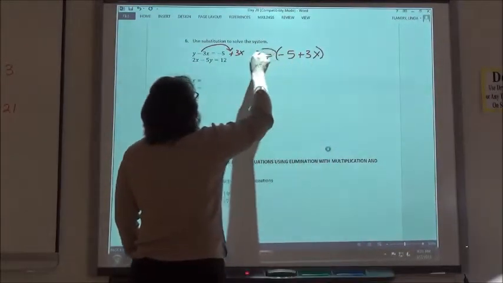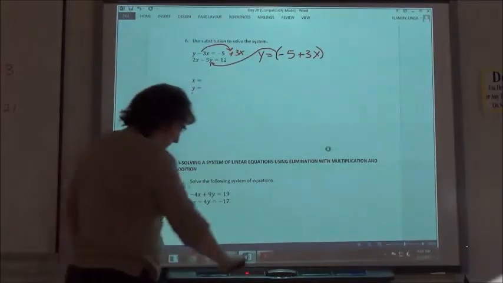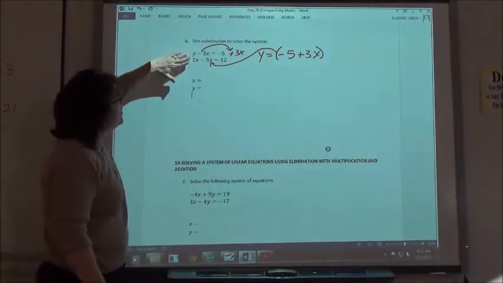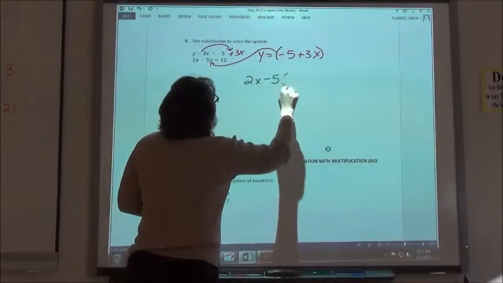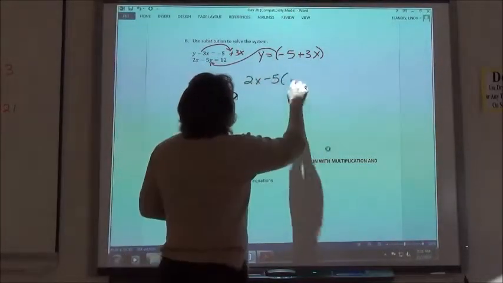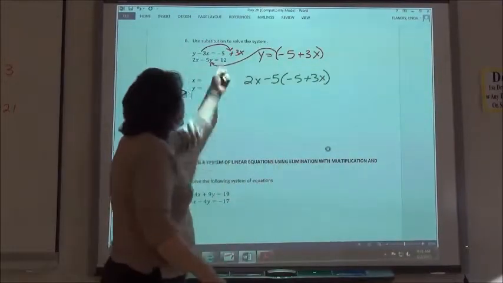We are then going to solve by substitution. So we're going to plug this in for the y on our bottom equation. So rewriting our bottom equation, it starts off with 2x minus 5 times that y value, but in place of the y, we're going to write negative 5 plus 3x equals 12.